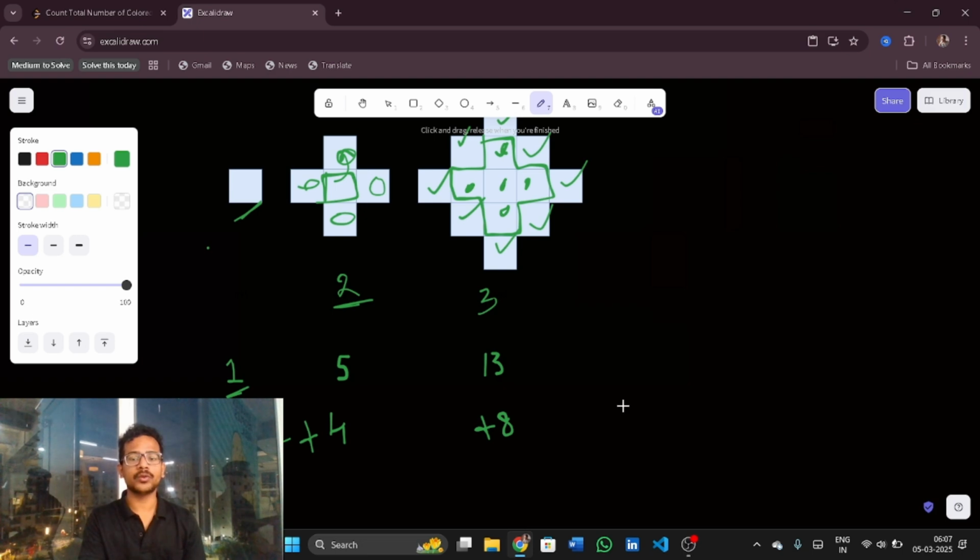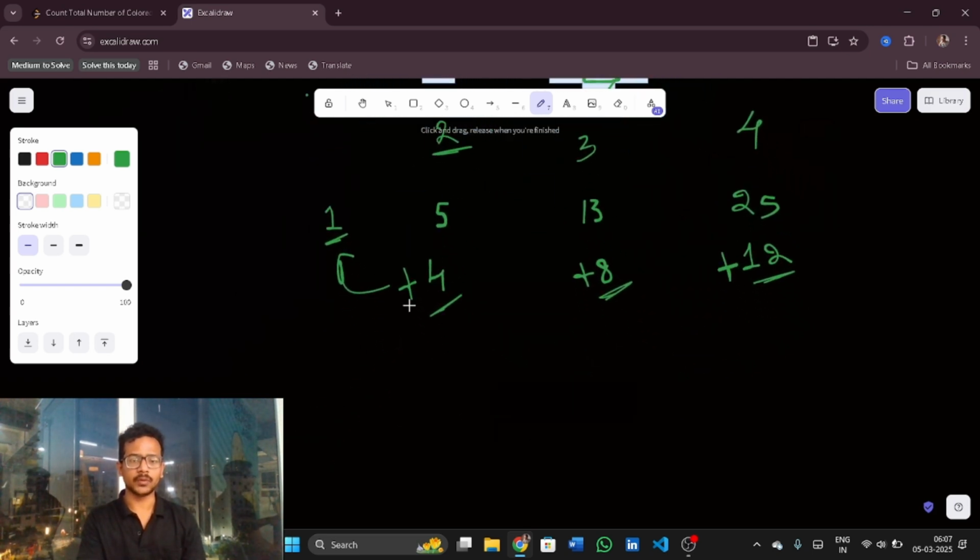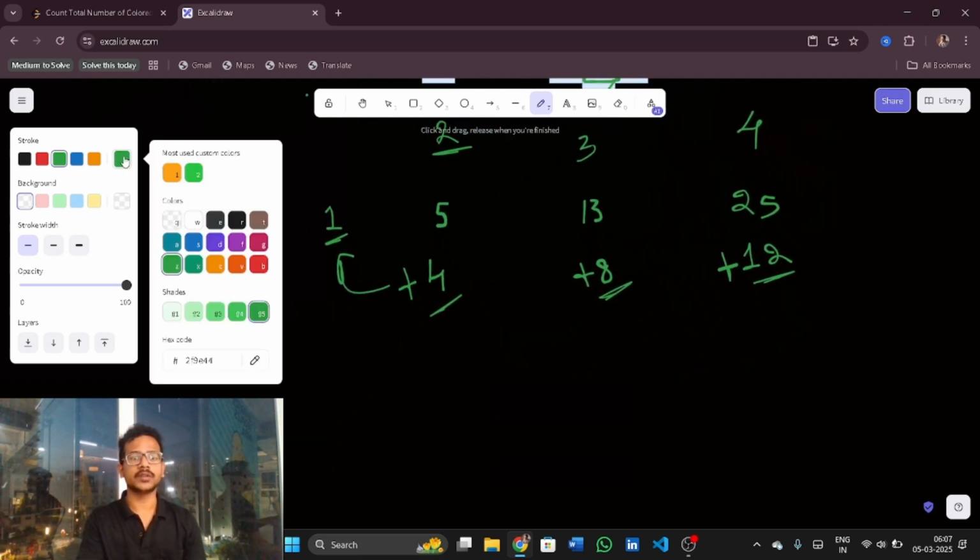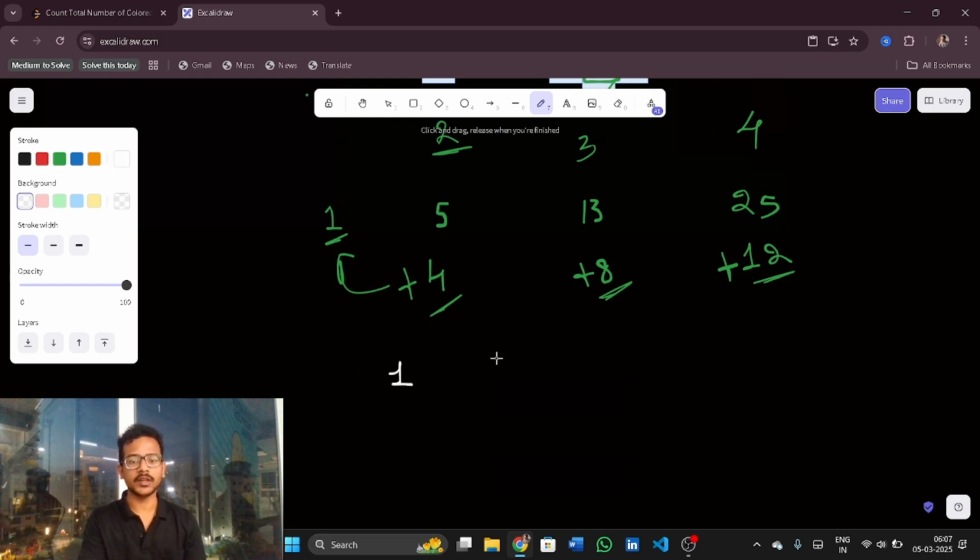Now what would be my count of colored cells at minute 4? It would be plus 12. So 4 for one time, 4 for two times, 4 for three times at minute 4. So 12 plus 13 would give me 25. You can check if you doubt. Now I have 1, 5, 13, 25 like this. Initially I was having 1, then 5, then 13, then 25.